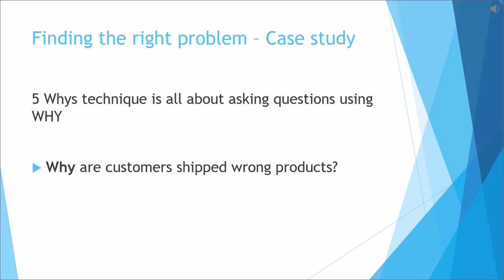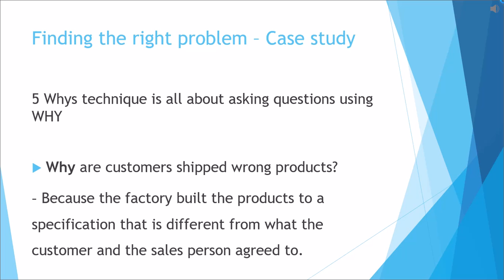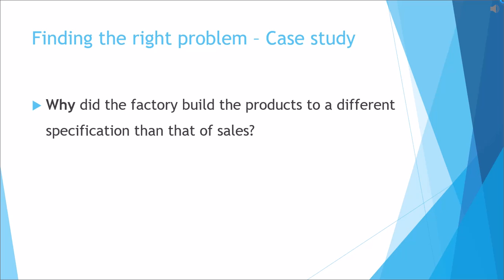So now let's ask the first why question. Why are customers shipped wrong products? In this particular case, the answer given by the customer was very obvious, and this is the inference which we have drawn. Now you ask the further question, why? Why did the factory of this manufacturing company build a product which had a different specification?